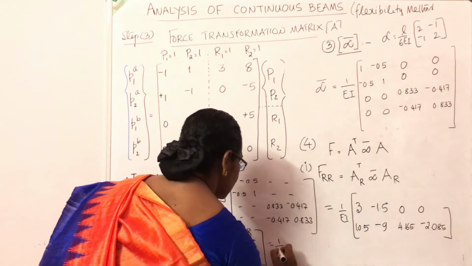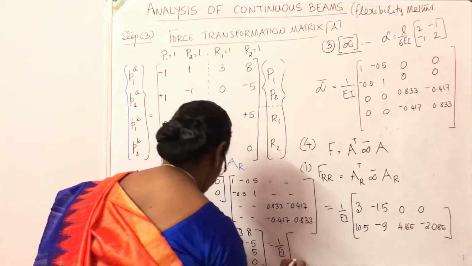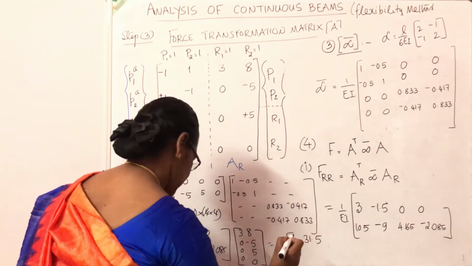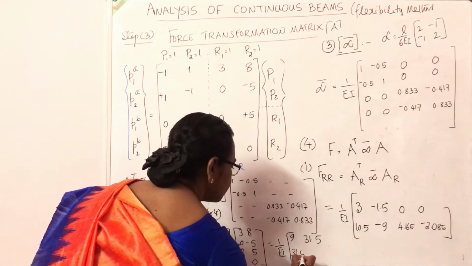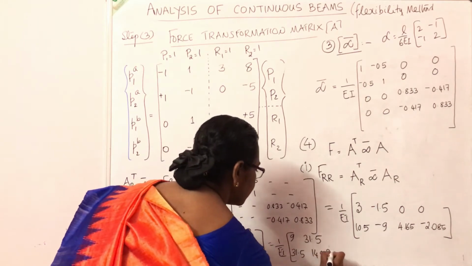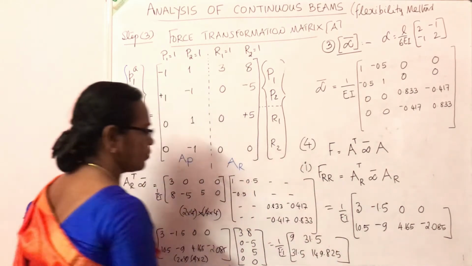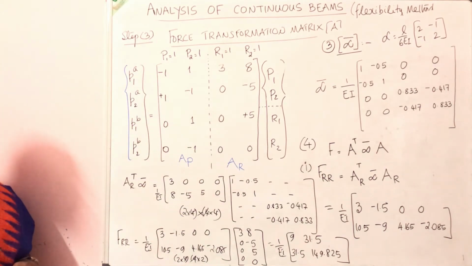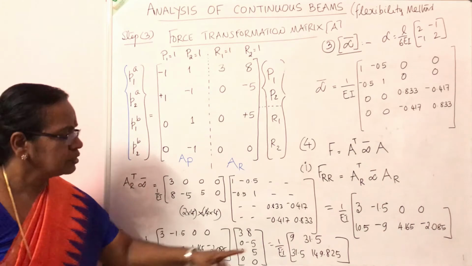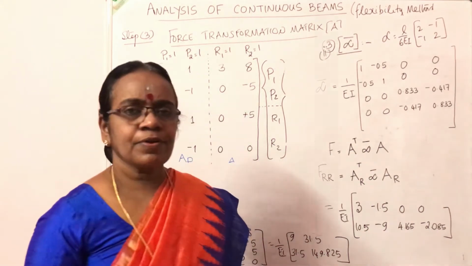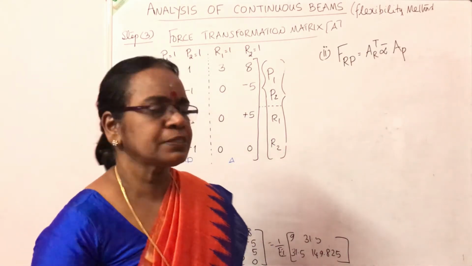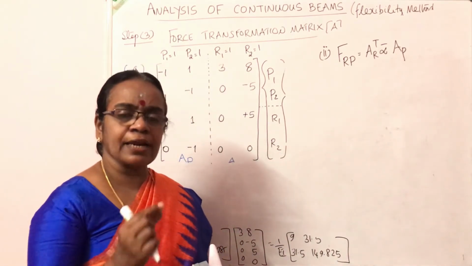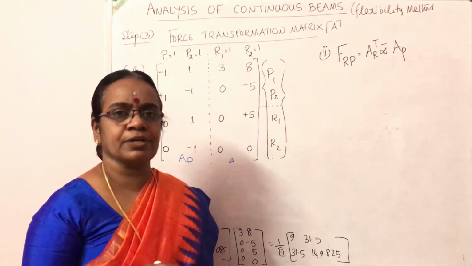So multiplying this, we will get it as 1 by EI into 9, 31.5, 31.5, 149 point. So the flexibility matrix should be a symmetric matrix and diagonally dominant matrix. That is the flexibility matrix due to the redundant. Now we have got FRR. The next step is we are going to get FRP, that is the deformation at the point of redundancy due to external load.